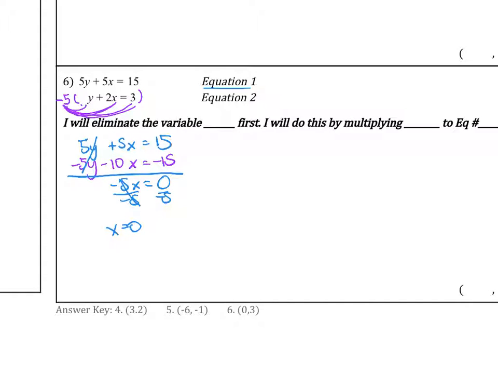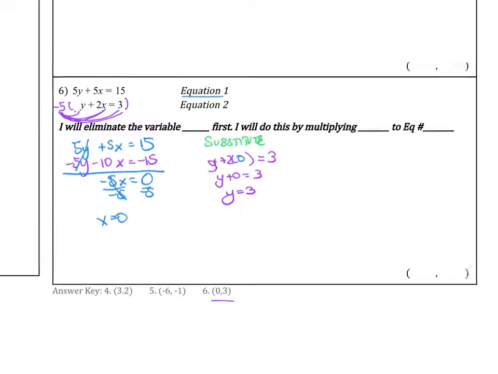So now that we know x equals 0, we're going to substitute it into one of the equations. So I'm going to go ahead and substitute that in equation 2. So x equals 0. So in equation 2, we have y plus 2 times 0, that x, equals 3. So 2 times 0 is just 0. And so y equals 3. And notice that's the answer down here.